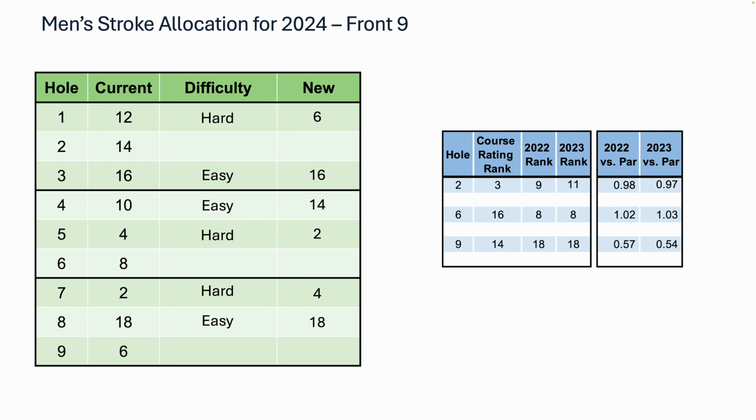So then that leaves us with only 3 holes left to go: 2, 6, and 9. And you look at the data, 6 is clearly the hardest out of the 3. So it gets the number 8. And then 2 is the next hardest. It gets the 10. And lastly, hole 9 gets the 12 handicap. So there's your front 9.